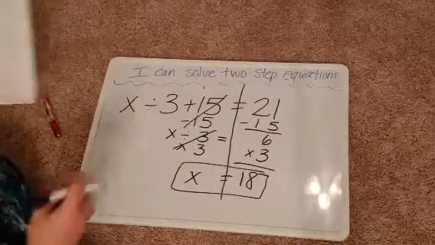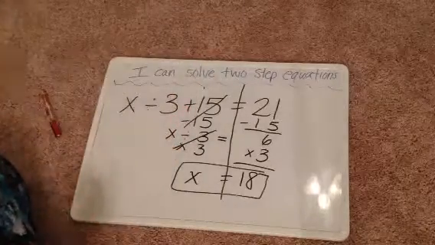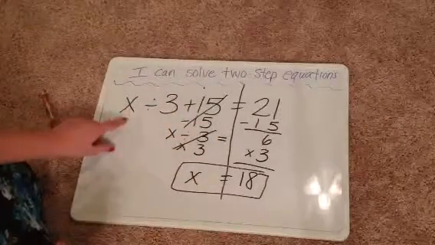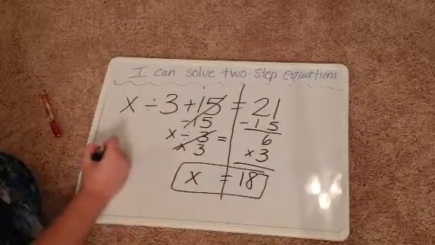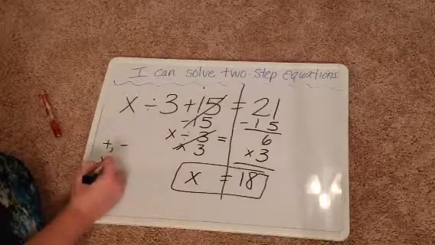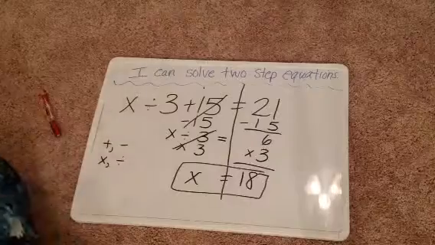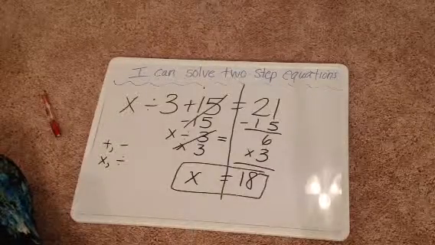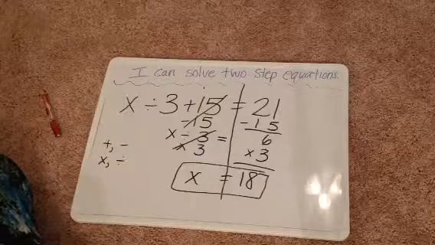See if you can do these 3 on your own. Remember to show all your work, draw those lines, identify your variables, and start with addition, subtraction first, then move on to multiplication and division. Let me know if you have any questions, any concerns, and I know you can do it, so good luck.